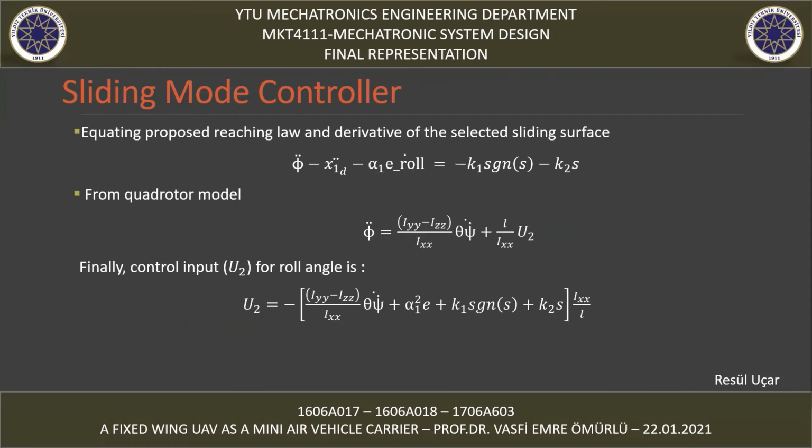Finally, we equate the proposed reaching law and the derivative of the selected sliding surface from the quadrotor model. Roll acceleration is obtained and plugged into the equation above. Finally, control input for roll angle is calculated as shown. Same method is applied to both pitch and yaw controller.